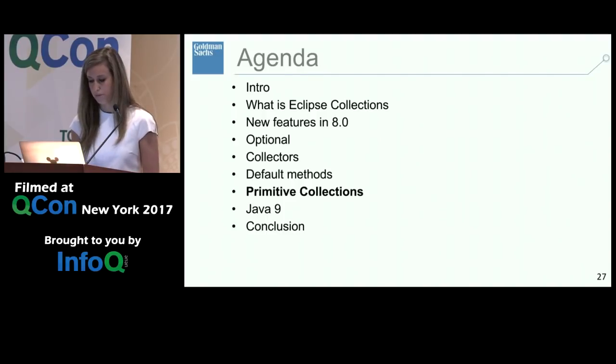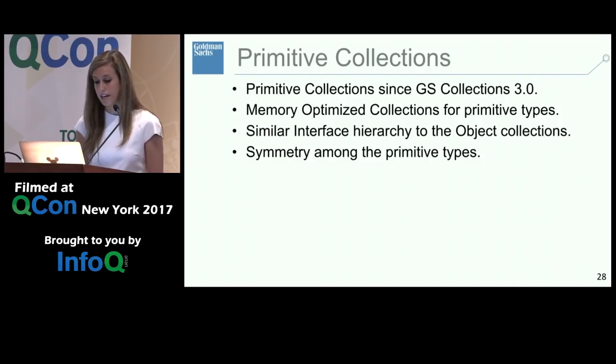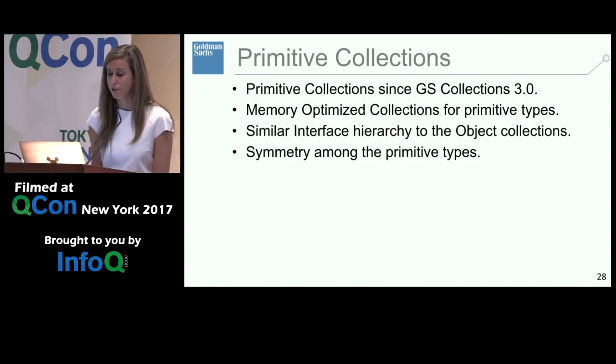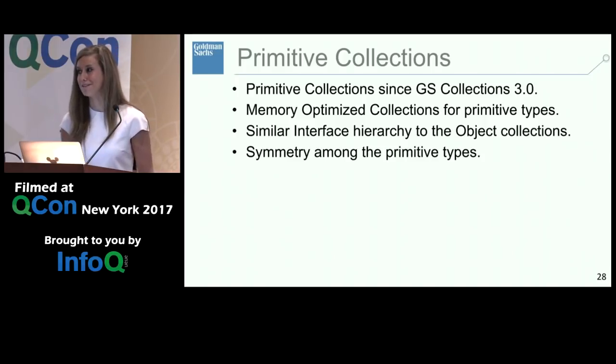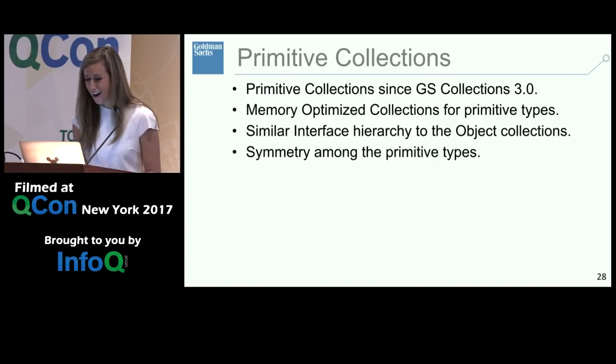Okay, primitive collections. We've had primitive collections since GS Collections 3.0, so we've had them for a really long time. They are memory optimized collections for primitive types. We have a similar interface hierarchy to the object collections. We try to keep the APIs as similar as possible. There are some gaps, so if you use them and you find something missing, feel free to contribute it back. And we have symmetry among the primitive types, meaning it doesn't matter if you're using an int, long, float, double, etc. We have the same API because we code generate all of our primitive classes. We don't handwrite all of them. That would take forever. So we have symmetry across the primitive types, which is really nice.